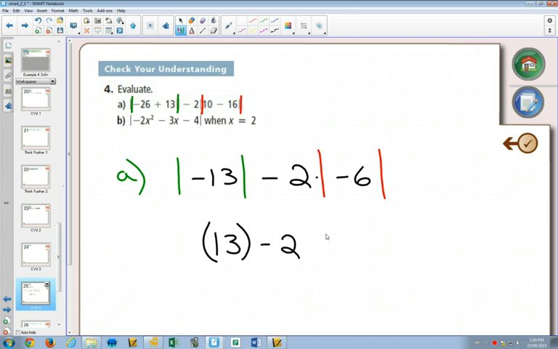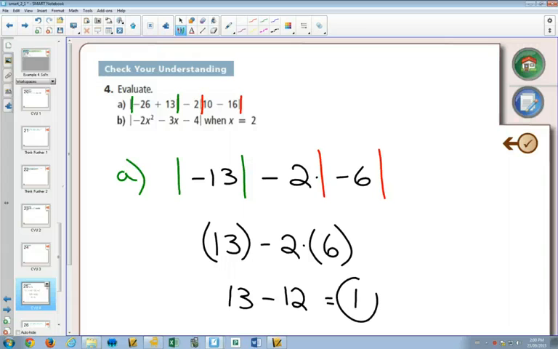So when I evaluate what is the absolute value of negative 6, it's 6. I'm going to put that in regular brackets because then later I'm going to be triggered to say, hey, I recognize that there's multiplication right there. I still have to do my order of operations. So my next order of operations would be to multiply. And I would get 13 minus 12, which is equal to 1.